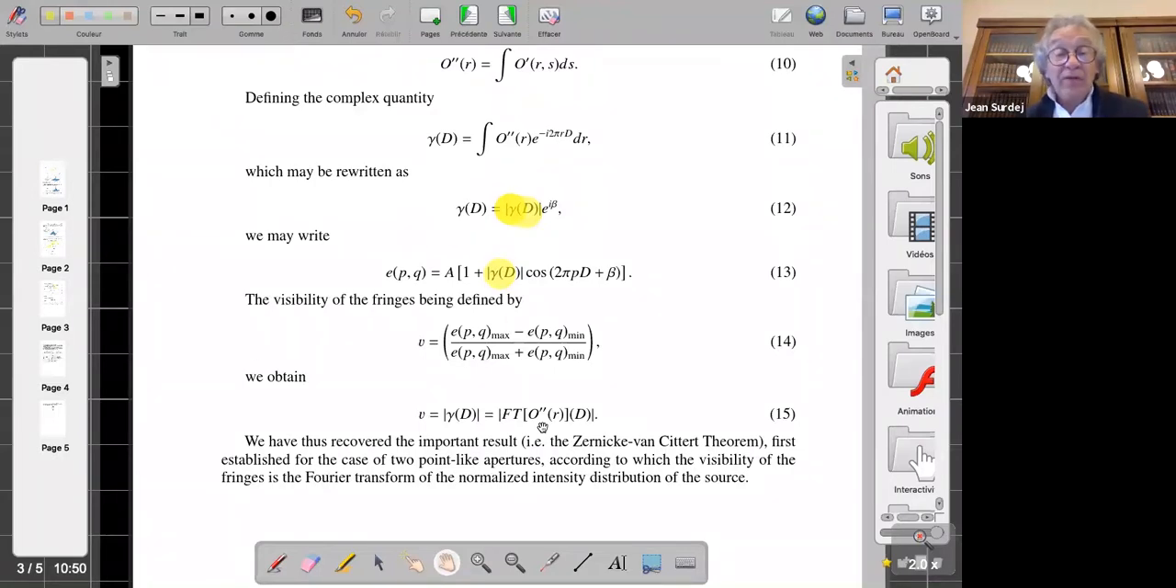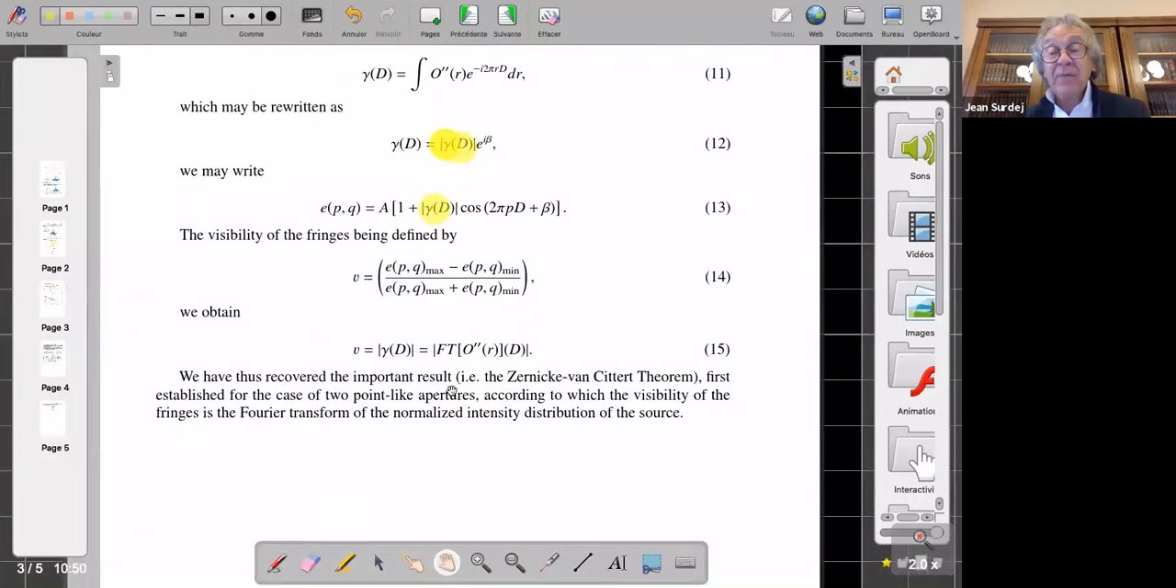So we have now recovered the important result, the Zernike-Van Cittert theorem, which was first established for the case of two point-like apertures. And according to it, the visibility of the fringes is the modulus of the Fourier transform of the normalized intensity distribution of the source.